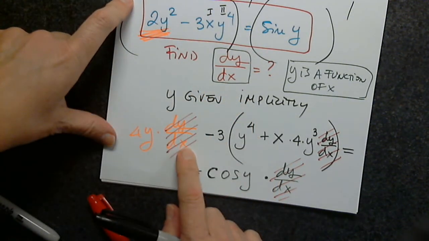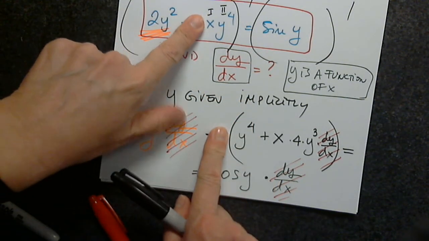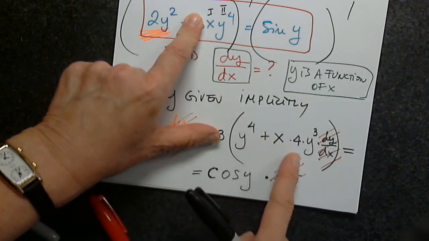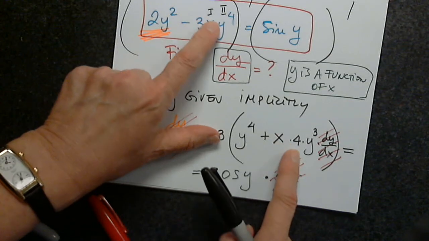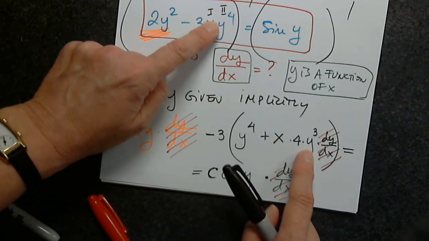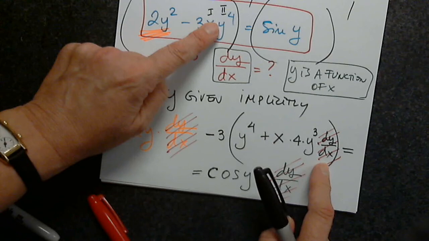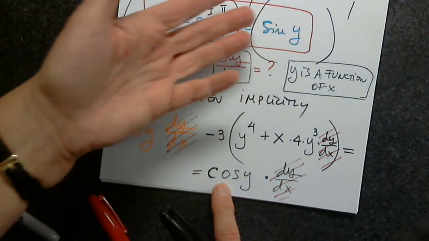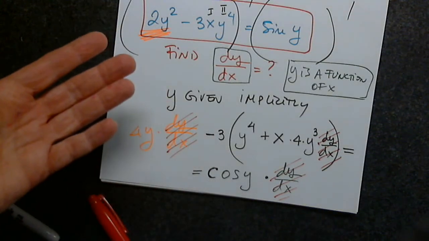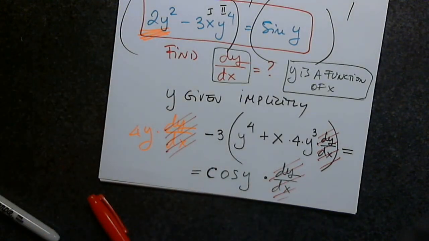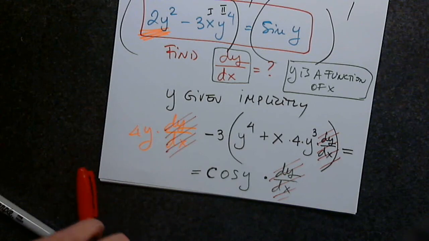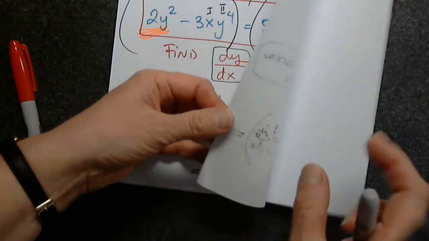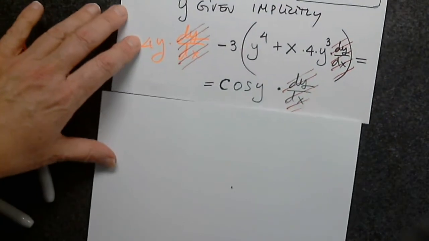So 4y times dy over dx minus 3, leave it alone. First function prime is 1 times the second function plus the first function times the second function prime, 4y cubed dy over dx. Then I differentiate sine to get cosine. Sine x prime is cosine x, but this is not x, so I have to write times dy over dx. Is this better? We'll have more examples, of course. This is just the first one. I'll let you choose in a minute.